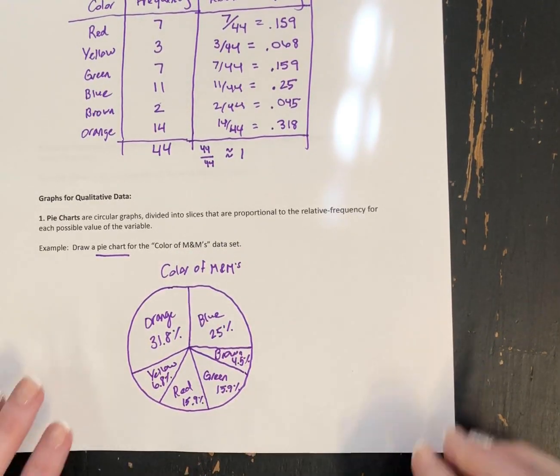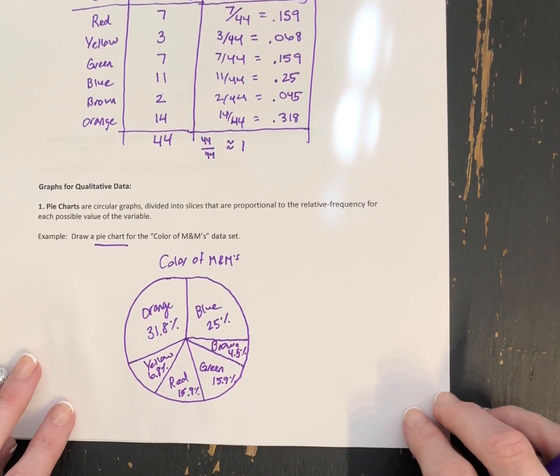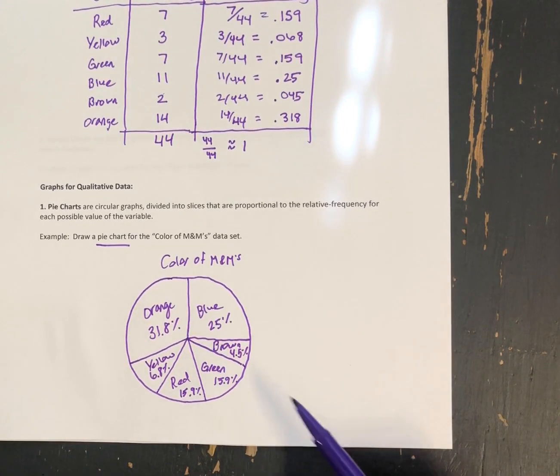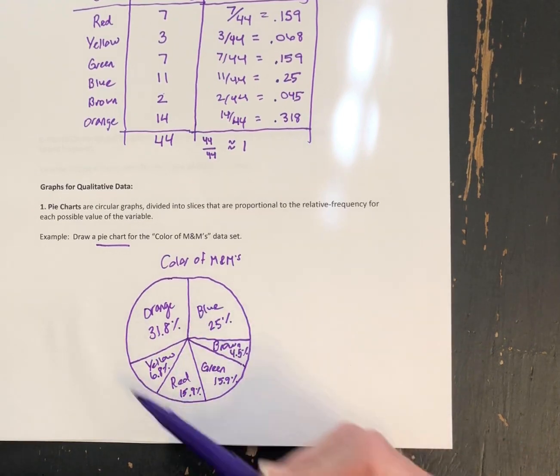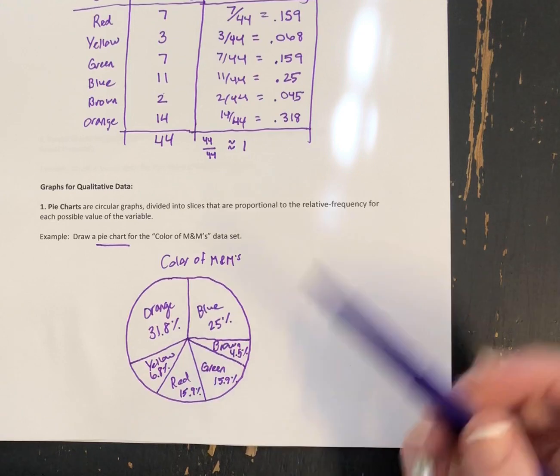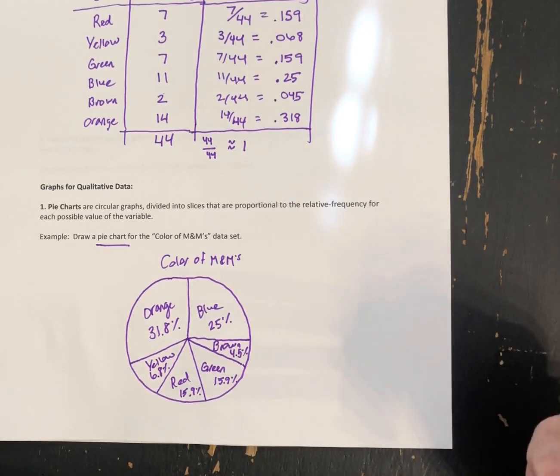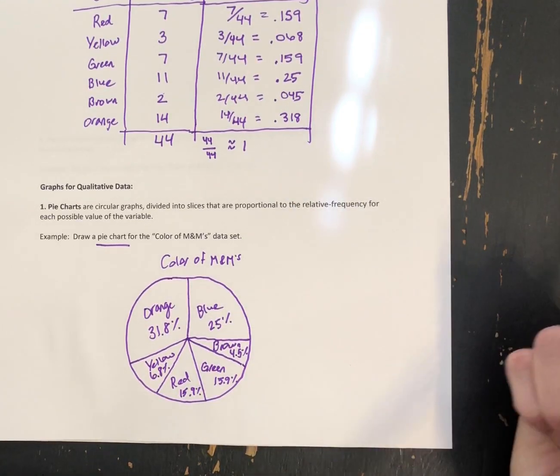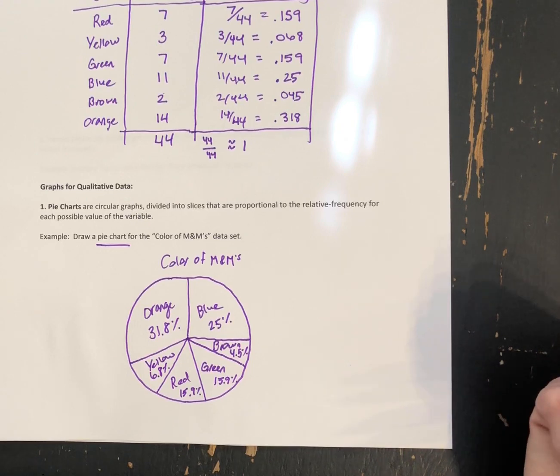Okay, so as you can tell, as I went through there, you certainly don't have to make this perfect, but I do want to be able to tell that proportionally these are close to those percentages. I'm not very often going to be asking you to draw one of these, but more often to interpret.